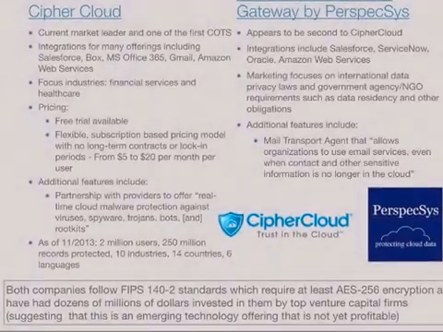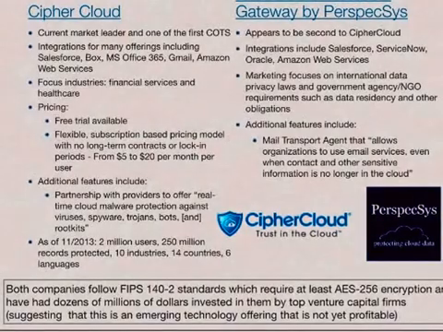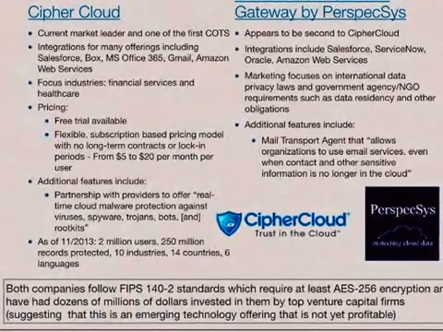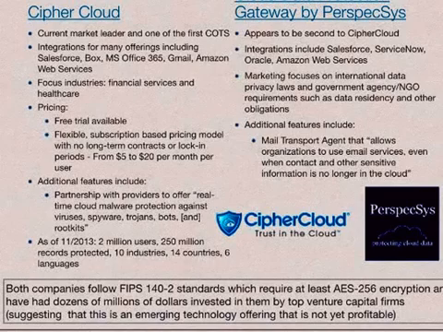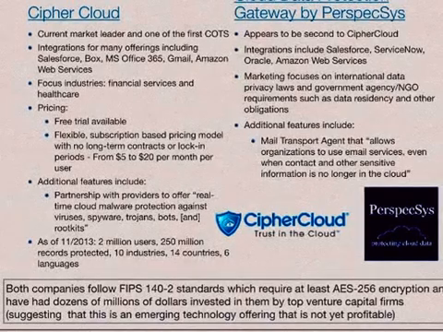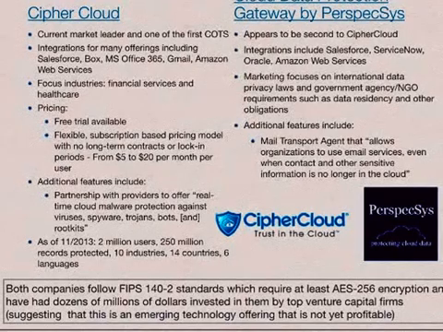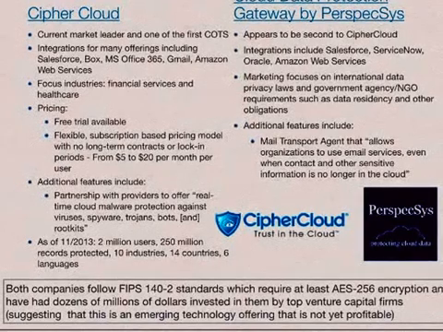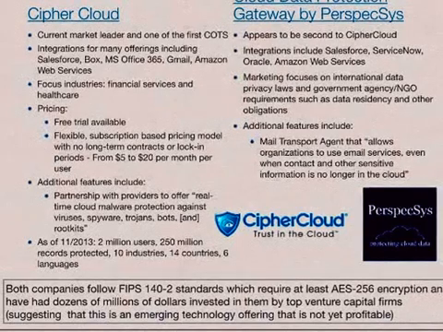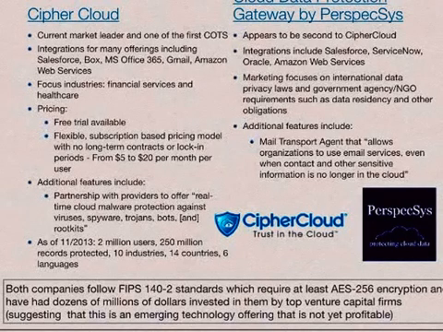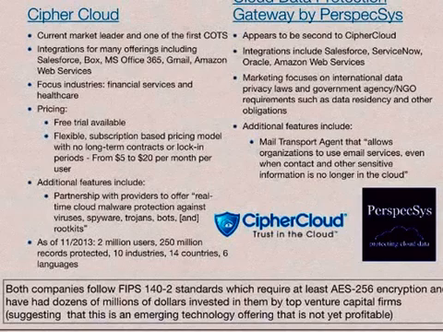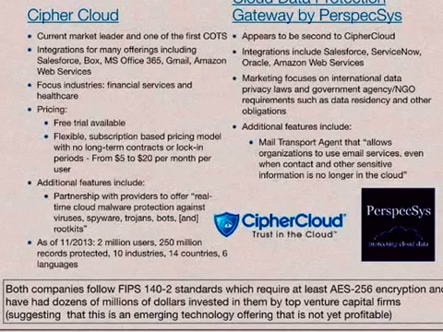Though Cloud Encryption Gateways are a new technology and service offering for most companies, there are 2 frontrunners in the space: CipherCloud as well as the Cloud Data Protection Gateway by Perspexis Systems. CipherCloud is the current market leader and was one of the first commercial off-the-shelf solutions for Cloud Encryption Gateways on the market. Their integrations are many, including Salesforce, Box, Microsoft Office 365, Google Mail, Amazon Web Services, and more. They focus on the financial services and healthcare industry and do have a free trial available.